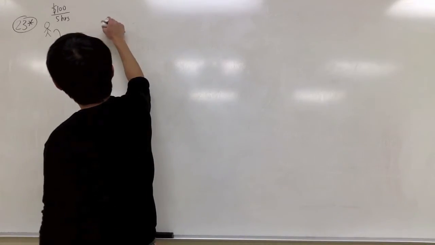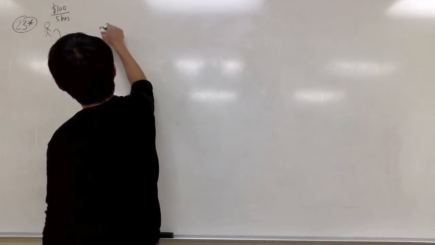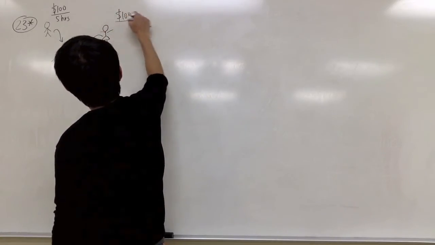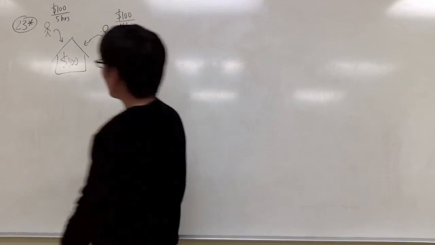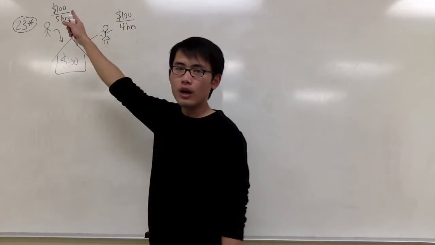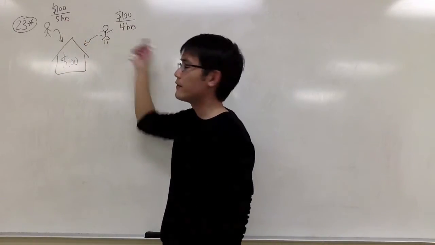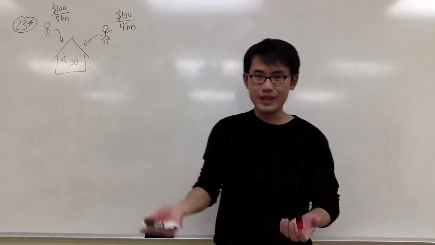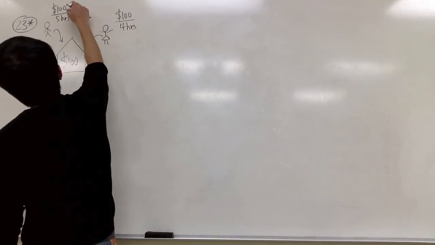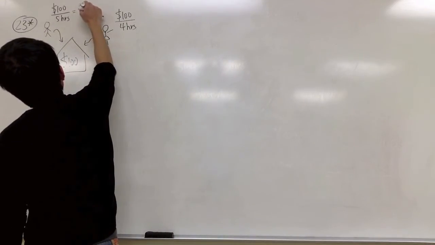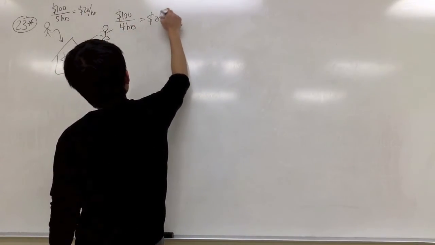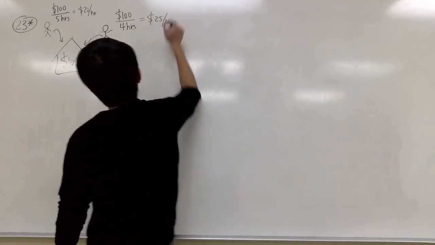Likewise, here's the mom, and she's also working, and we have $100 over 4 hours. So when we divide 100 by 5 and 100 by 4, we're trying to figure out the rate, how much money they can make per hour. If we do the calculation, this is 20 per hour, and this will be 25 per hour.